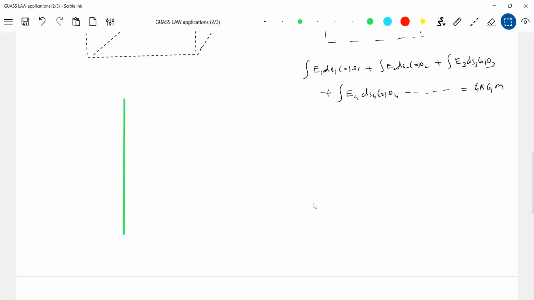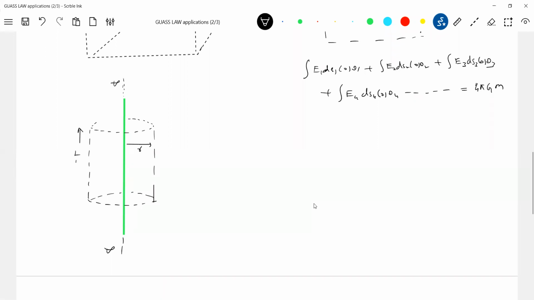Now, there's an infinite long rod here. I want to find out the field using Gauss law. So I suggest here you assume a Gaussian cylinder. There's a Gaussian cylinder I'm asking you to assume. So what is the radius of the Gaussian cylinder? Let it be R. Length of the Gaussian cylinder, let it be L.